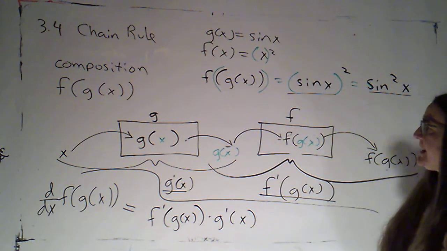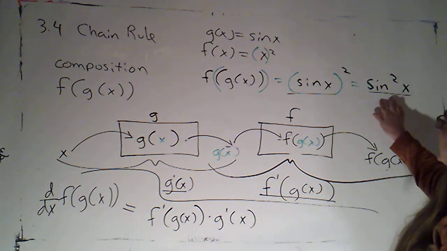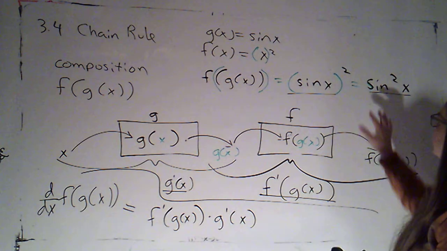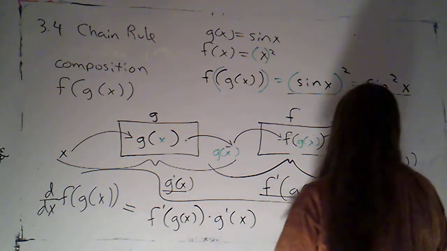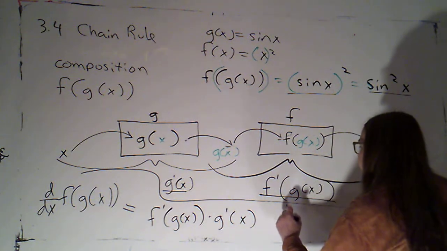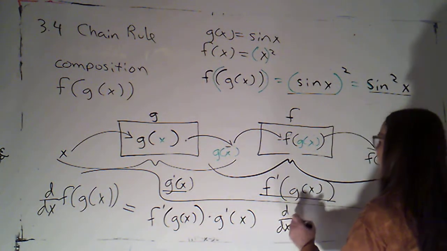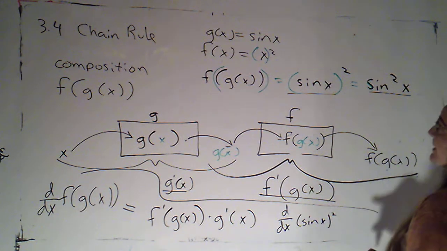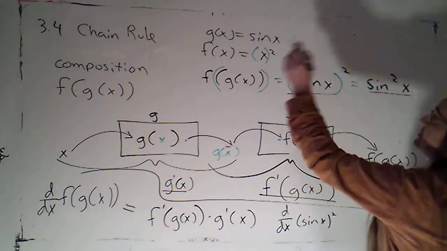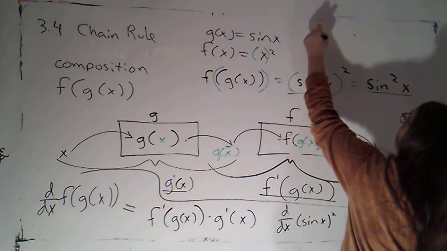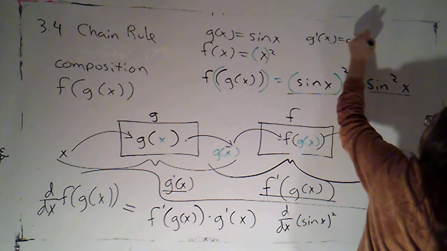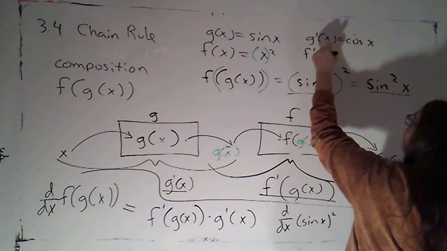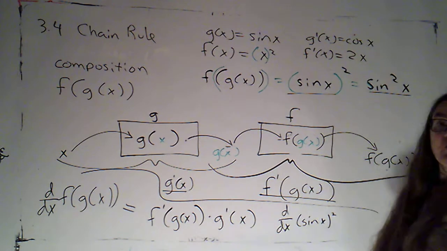What I want to do right now is just go back to this problem right here and evaluate this particular derivative. So if I wanted to take the derivative of sine of x squared, notice g of x, the inside part, was sine of x, so g prime of x is just going to be cosine of x. f of x was x squared, so f prime of x is just 2x.